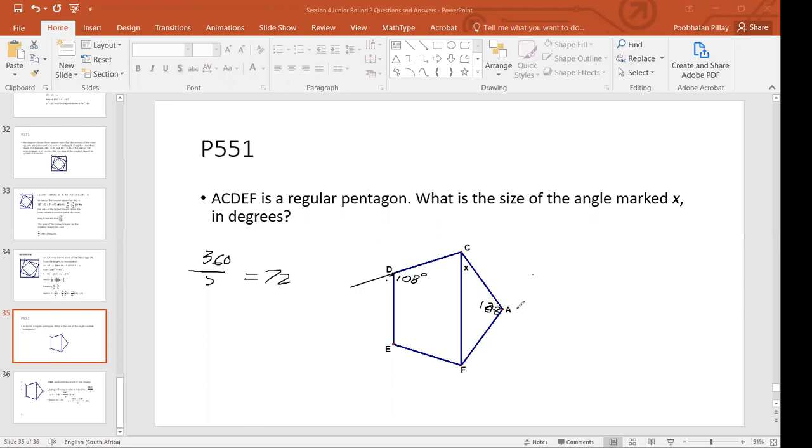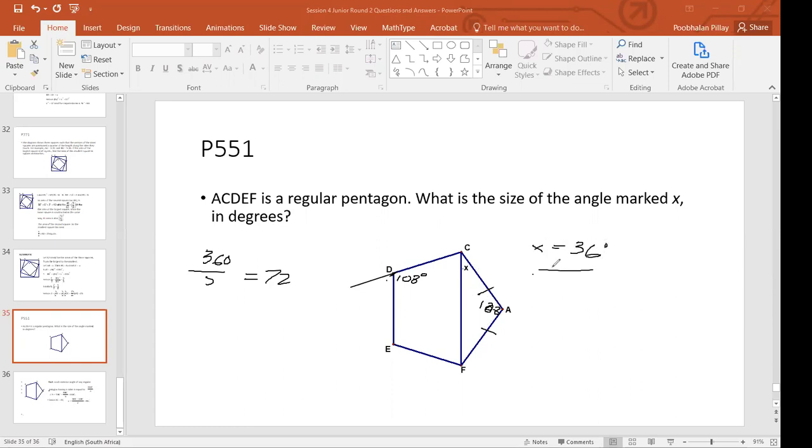In particular, angle A is 108, but in a regular figure all the sides are equal. So if this is 108, then these angles will be equal. They add up to 72, right? Because this is 108. So x must be 36.